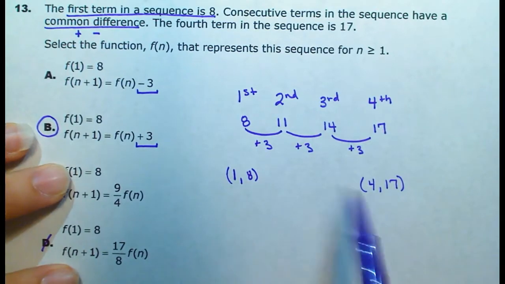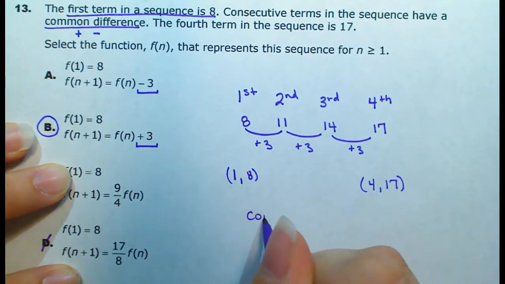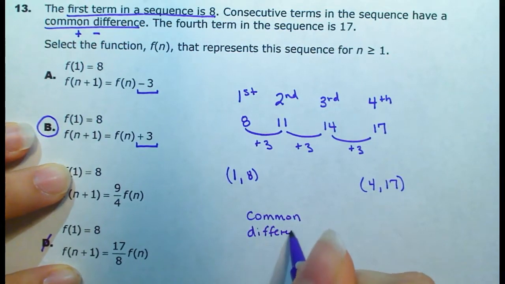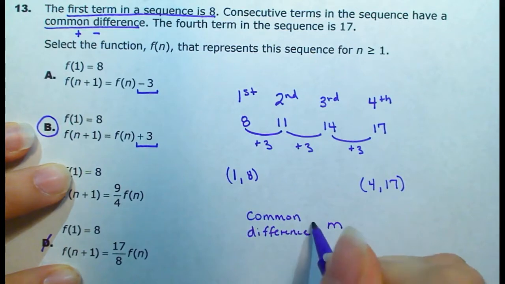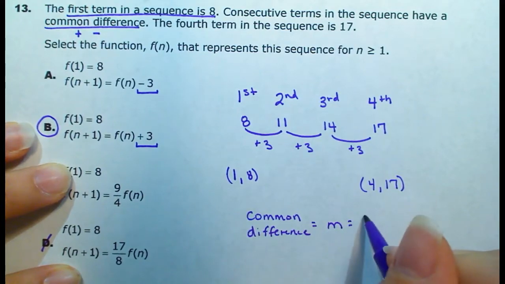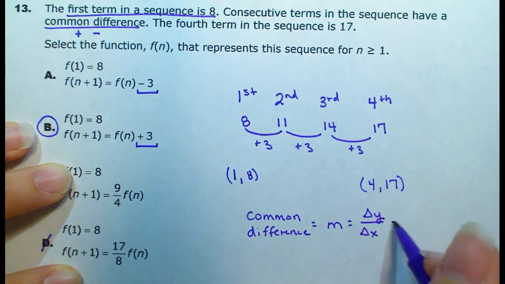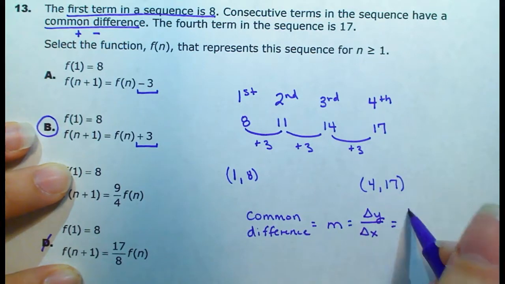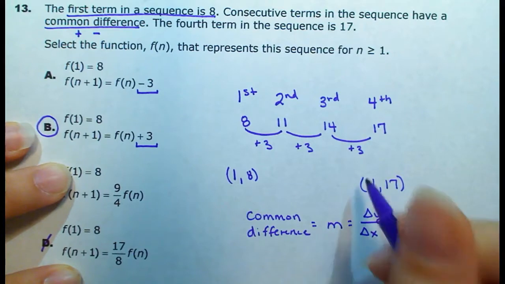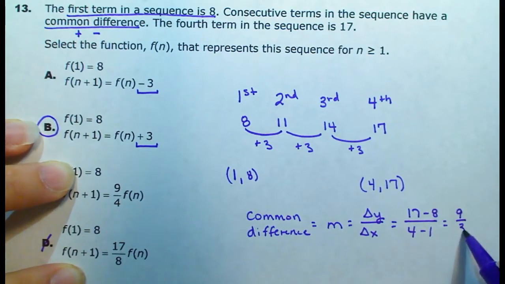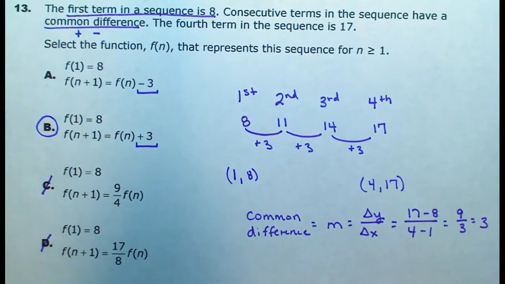So knowing 2 points, you could have found the common difference, which is just the same thing as finding the slope. So if you remember, finding slope is going to be the change in y over the change in x. So in this case, it would be 17 minus 8 over 4 minus 1, which would have given you 9 over 3, which equals 3. So that would be another way to find the common difference if the answer wasn't obvious.